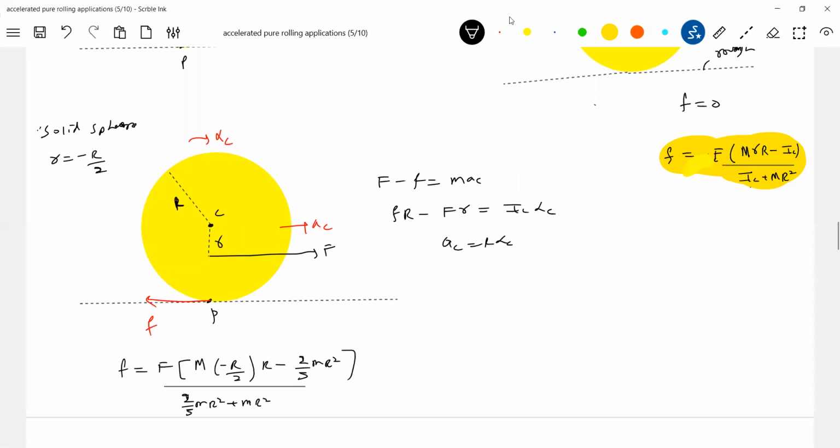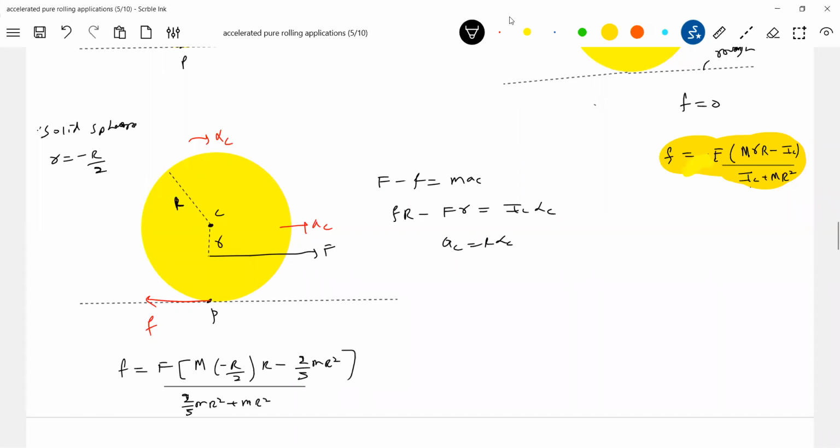You assumed it towards left. So if you get positive, what you assumed is right. If you assume it towards right, solve it, you'll get negative. But it should be backward here, because for pure rolling the net torque should be clockwise. So the friction must act backward here.